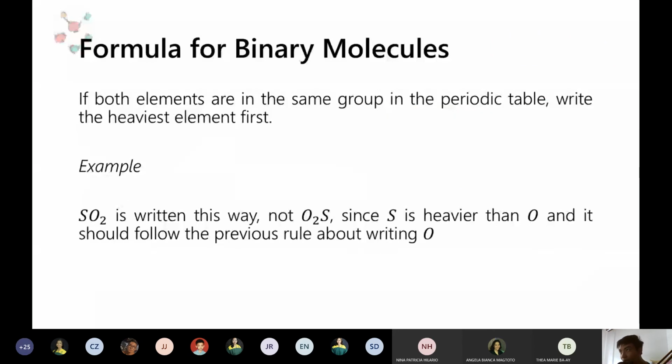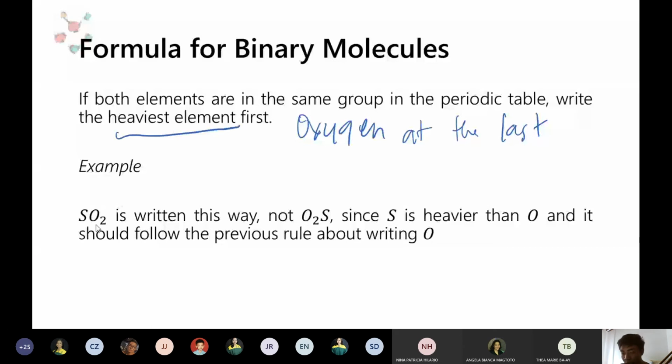And next one. Ang formula naman, paano daw kung nasa same group sila ng periodic table? Meaning walang left, walang right. So, ganun pa rin: oxygen at the last. Nasa dulo pa rin si oxygen. And you write the heaviest element first.